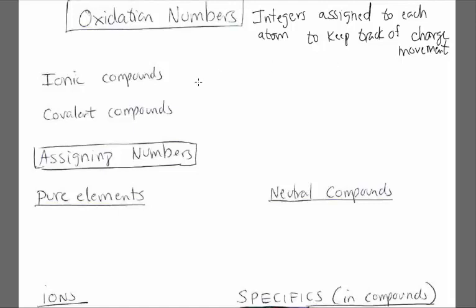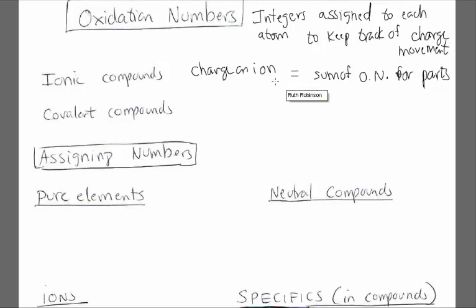Okay, so for ionic compounds, the charge on the ion is simply the oxidation number. And this is for single atoms that are ions. So the charge on the ion is going to equal the sum of the oxidation numbers for the parts. All right, so this can refer to a single atomic ion or even a complex of atomic ions.